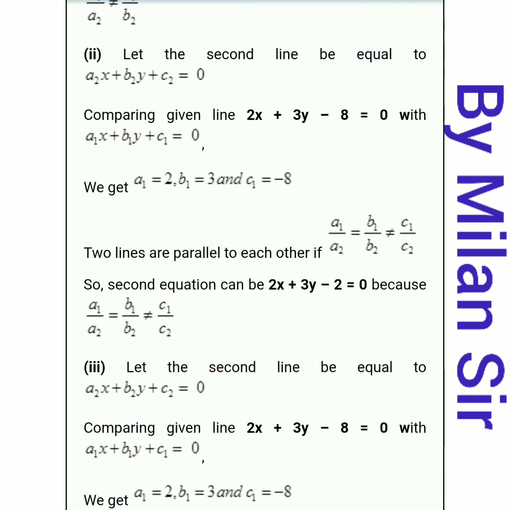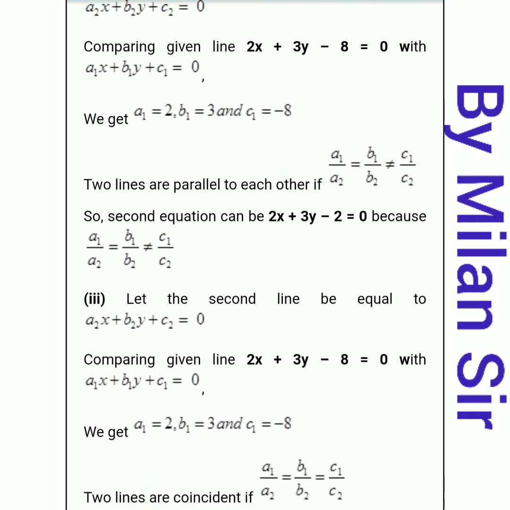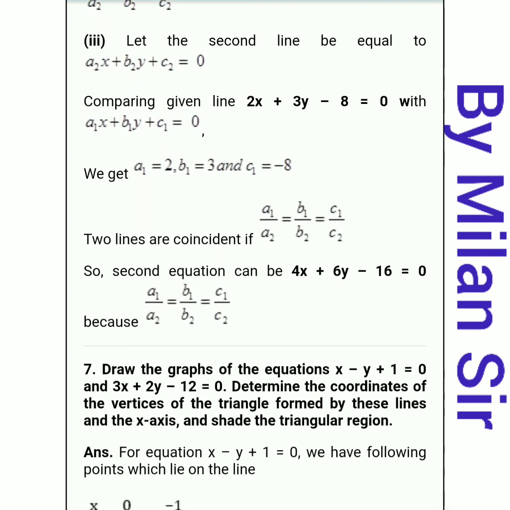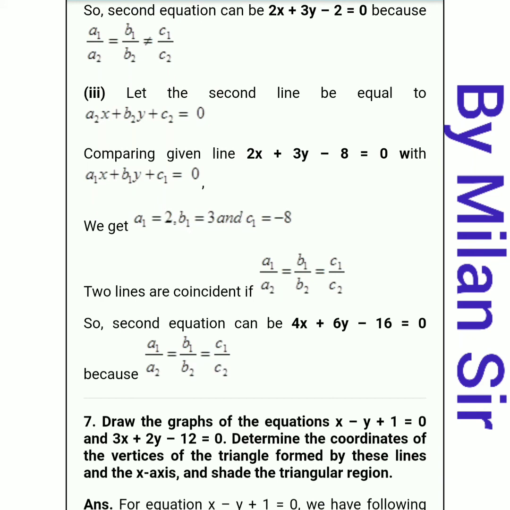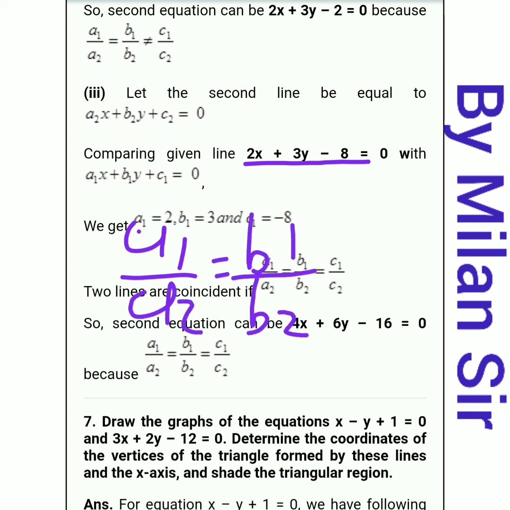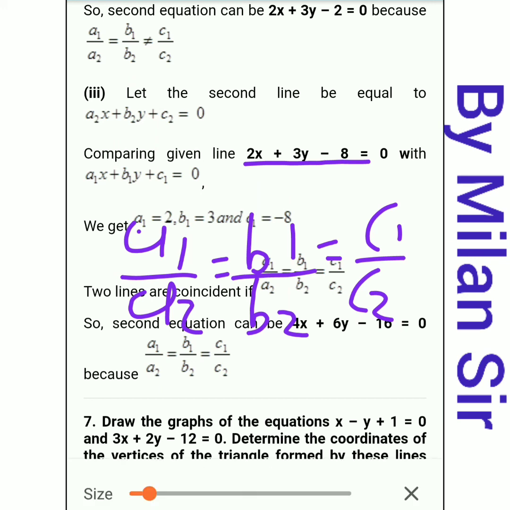Okay. Then the third thing is for coincident lines. Again, the equation is 2x plus 3y minus 8 is equal to 0. What is the condition of coincident lines? A1 upon A2 is equal to B1 upon B2 is equal to C1 upon C2. Here I want all three ratios to be the same.